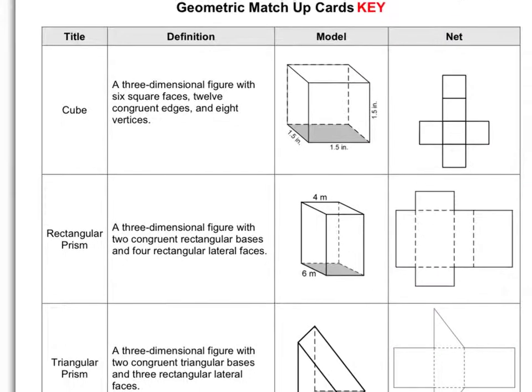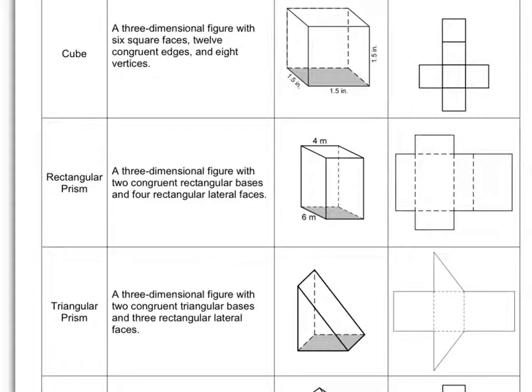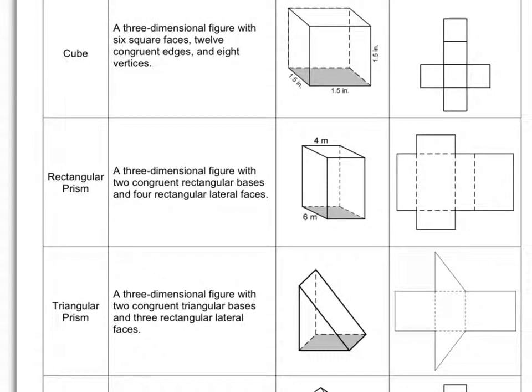Rectangular prism, a three-dimensional figure with 2 congruent rectangular bases. So that means a top and a bottom to the box. It has 4 rectangular lateral faces. 1, 2, 3, 4. Okay. And here's what the net looks like.